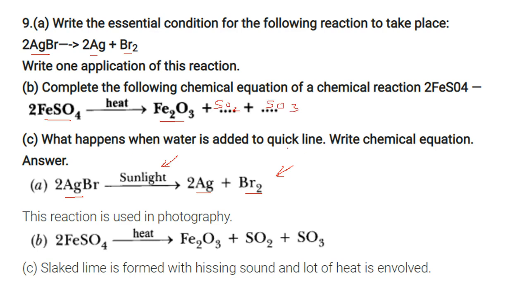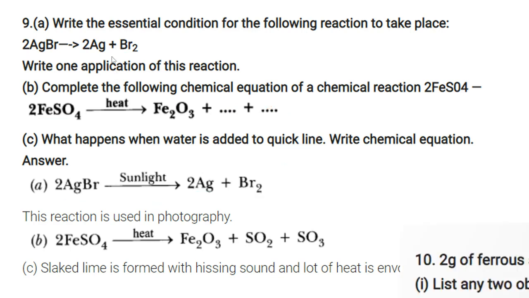What happens when water is added to quicklime? So when water is added to quicklime, the slaked lime is formed and you'll see a hissing sound and a lot of heat being evolved, and this heat which is being released is why it is an exothermic reaction. We'll see the chemical equation because it is going to come various times.